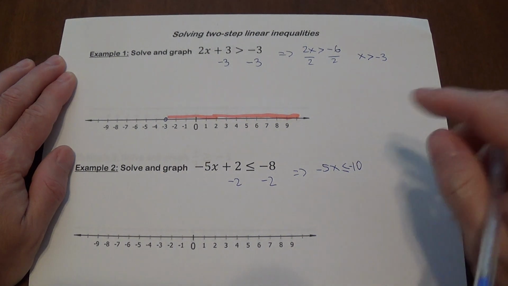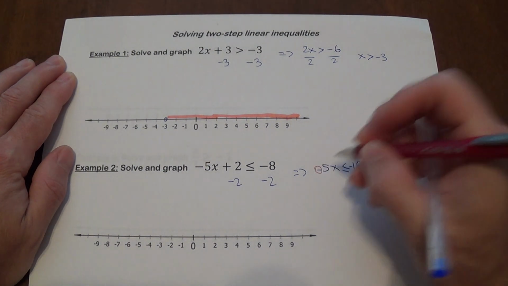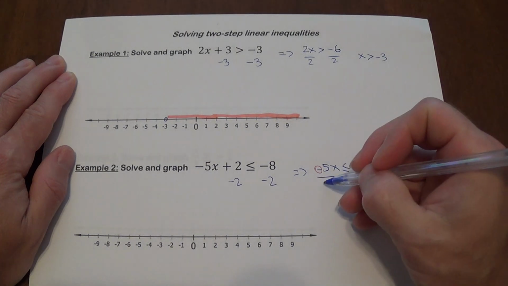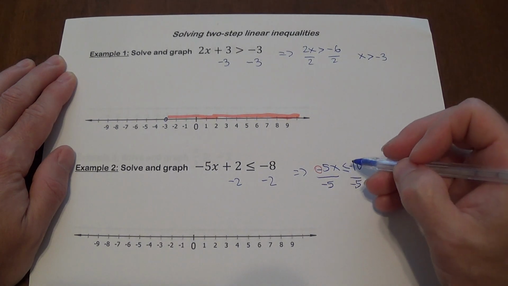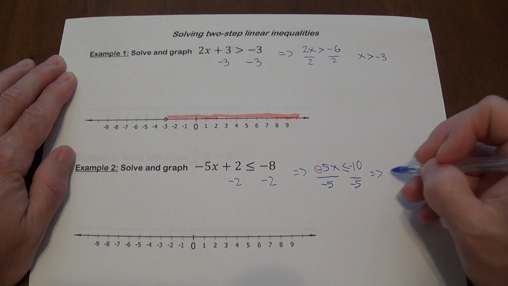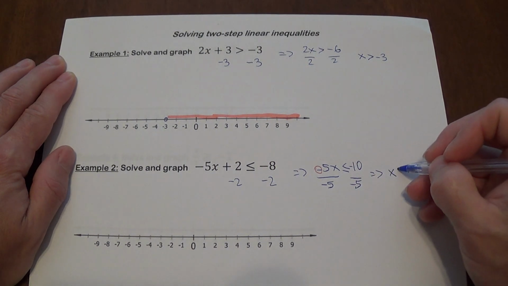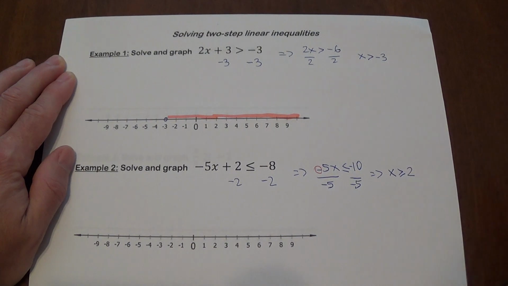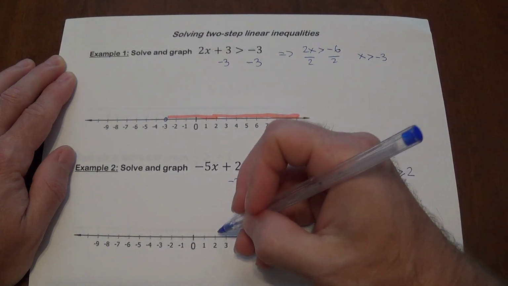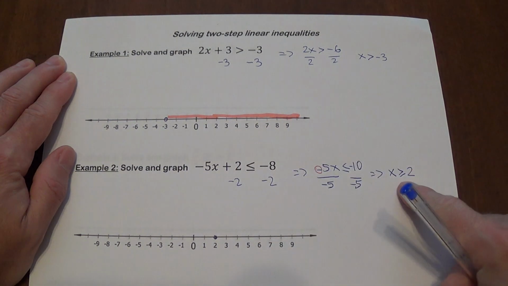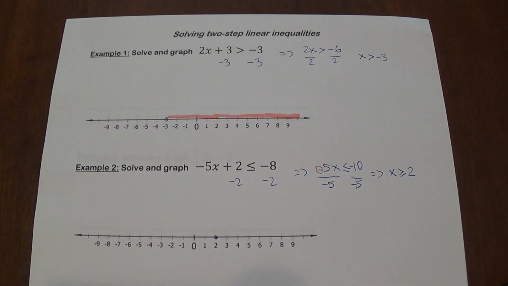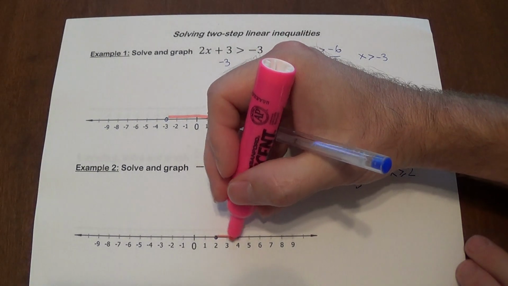Now we have to divide, but we're dividing by a negative number here. So when we divide by a negative number, we must flip the sign. So the sign is going to flip, and you're supposed to end up with x is greater than or equal to 2. 2 is here. This time it's going to be closed because it's greater than or equal to. We are going to shade to the right.